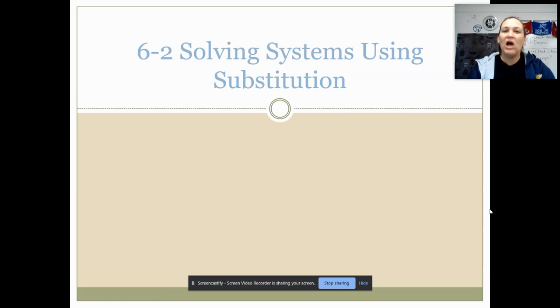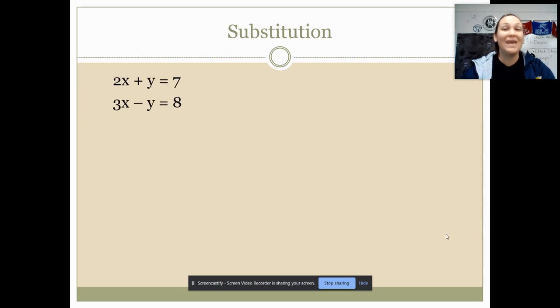Hi guys. We're continuing with our section 6-2, which is solving using substitution. Today, our problems will not be set up for substitution, so we'll need to do a pre-step of work to get it in the right format. Here is our first example.